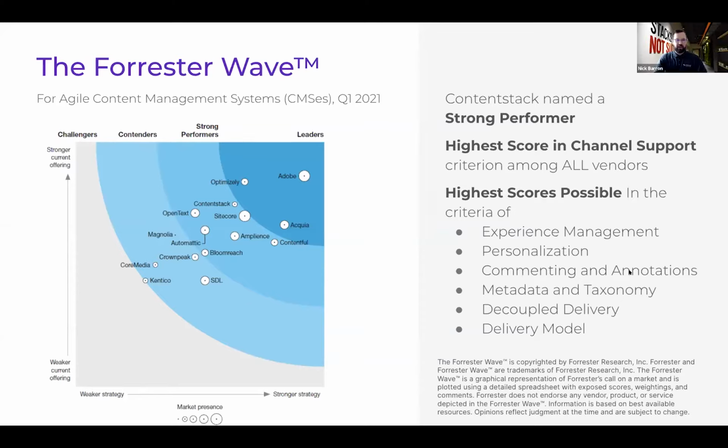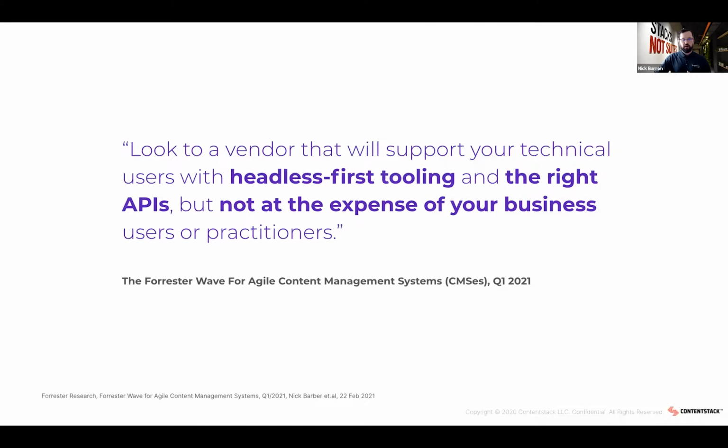Fantastic. Just a little bit more about us, actually it's Forrester talking about us instead. We are looked at as a strong performer in the latest Forrester Wave for agile content management systems. Just a couple of notes: we scored the highest among all vendors for things like channel support, and we got the highest scores possible in a whole variety of different criteria over on the right-hand side that you can see there. So it's not just us beating our own chests here; the industry and the analysts themselves regard us quite highly.